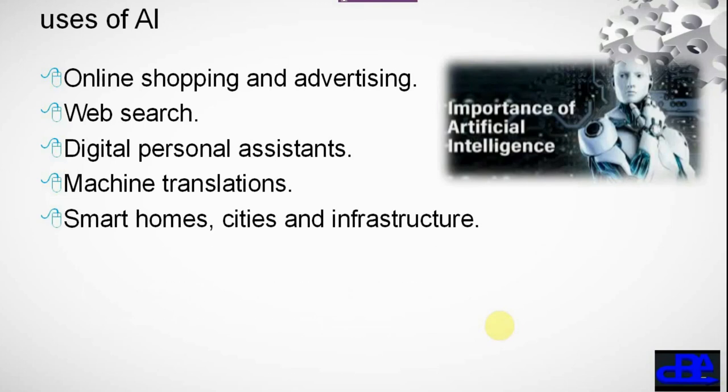And AI actually helps in smart homes, cities, and infrastructure. How does this help in smart homes? You can imagine coming into your home without switching any bulb and poof, there's a light. How does this come in? This is actually the ability of an AI. You understand? AI does that for you. Smart homes.